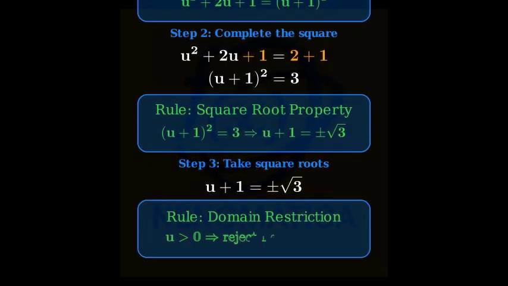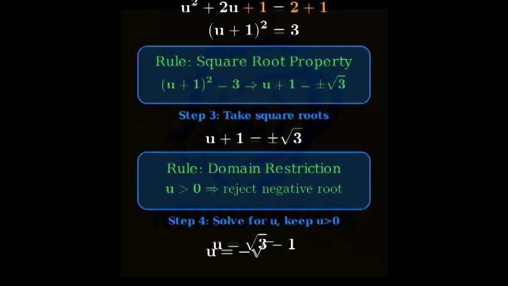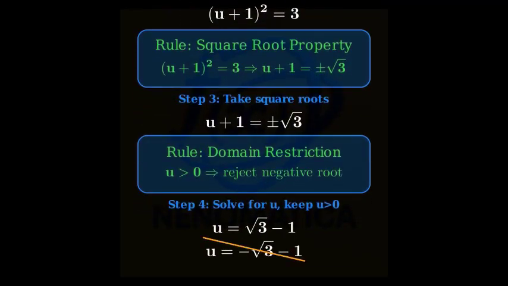Step 4. Solve for u and apply the condition u greater than 0. From u plus 1 equals square root 3, we get u equals square root 3 minus 1. From u plus 1 equals negative square root 3, we get u equals negative square root 3 minus 1, which is negative and therefore invalid. Keep u equals square root 3 minus 1.